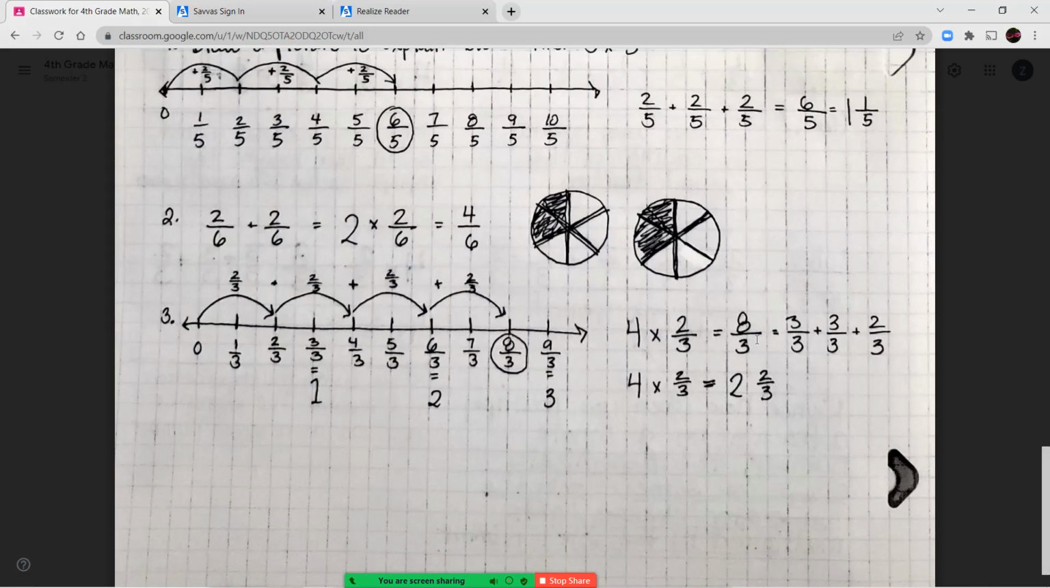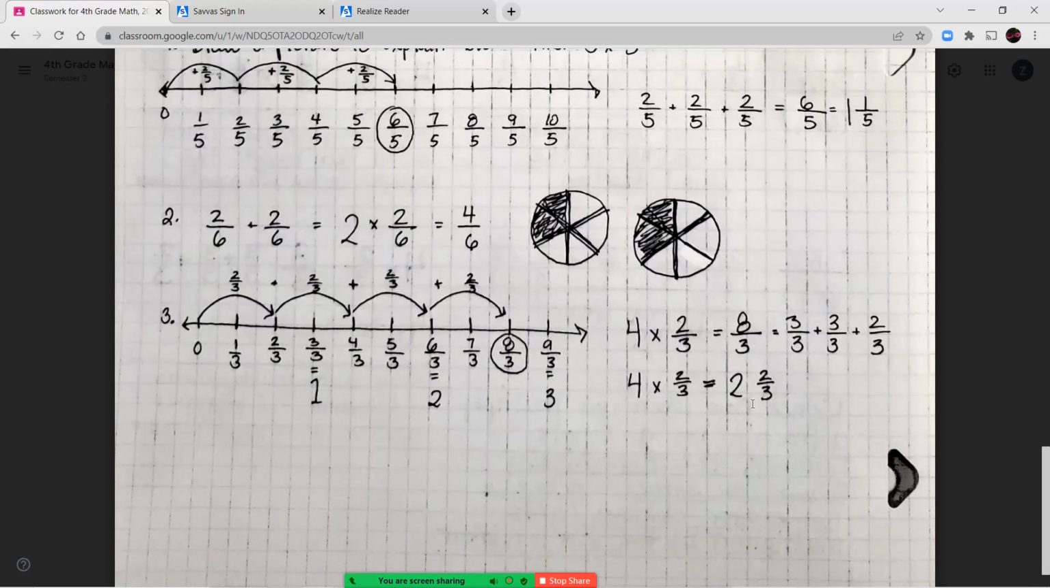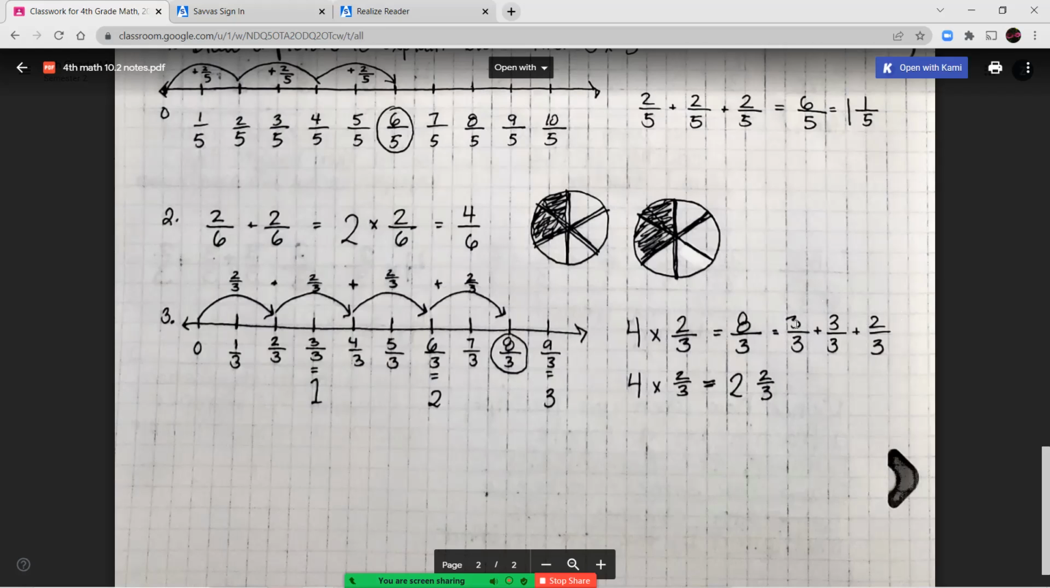8/3, again, look at it as division. How many groups of 3 go into 8 to figure out how many wholes you have? Well, I know 3 times 2 is 6, and 3 times 3 is 9. I can't do 3 times 3. There's not 3 whole in there. So I have 2 whole, which is the 6, plus the 2 extra to make it 8. So 4 times 2/3 is equal to 2 whole and 2/3. So 1 whole right here, 1 whole right here, plus 2/3 extra pieces.